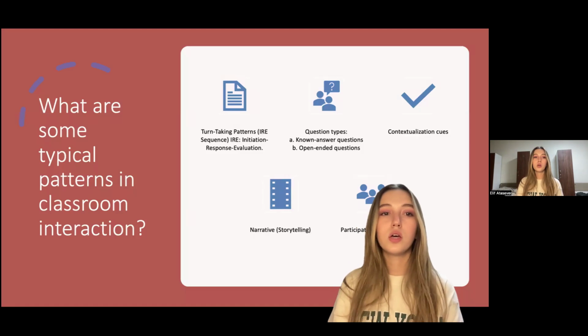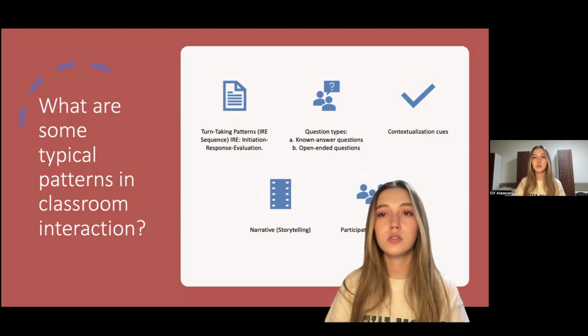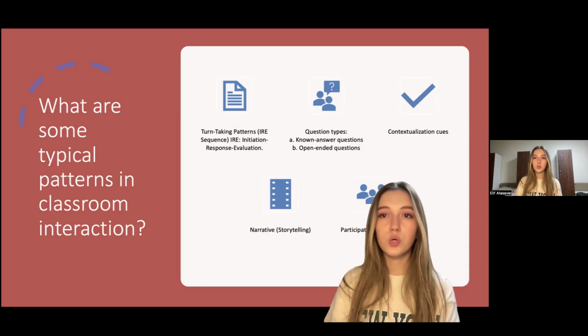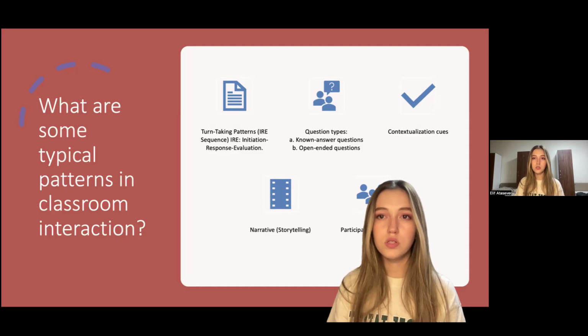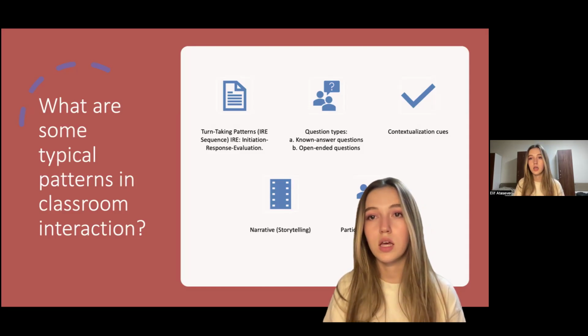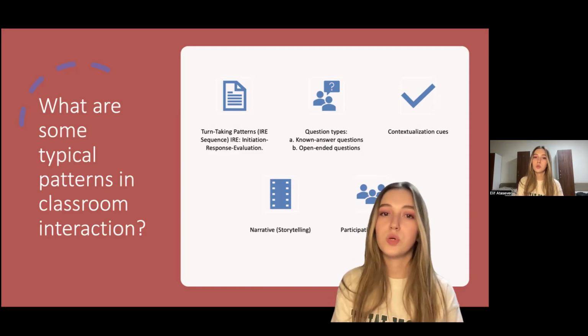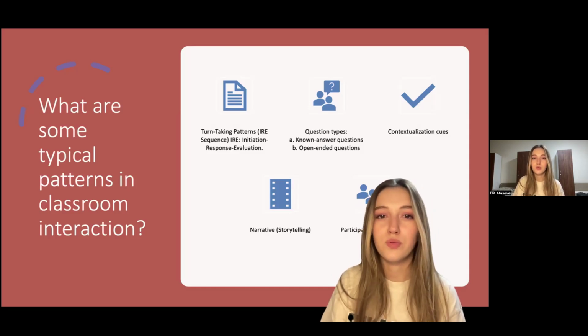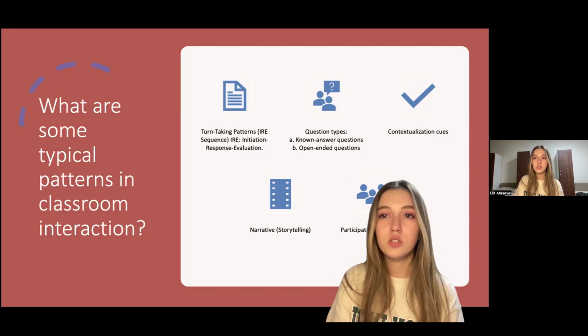And then we have the typical patterns in classroom interactions. So they've been around since the 1970s, I guess. The first one is turn-taking patterns, the IRE sequence. IRE stands for initiation, response, and evaluation. So teachers are gonna ask some questions. They usually ask a question, then the students respond to the question, and after the responses, teachers will evaluate the answers. So that's the typical type of learning pattern actually.